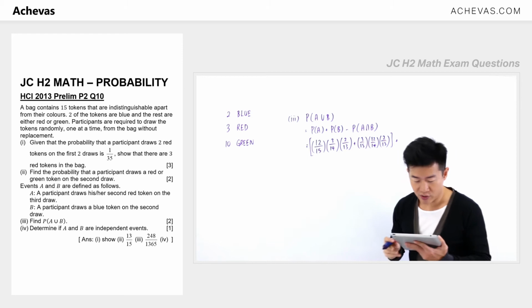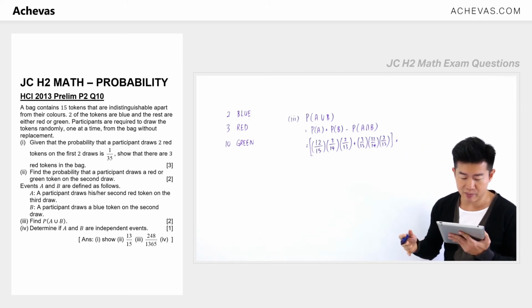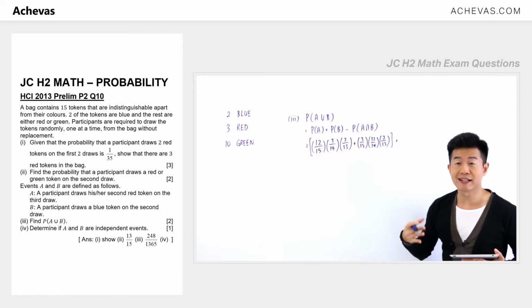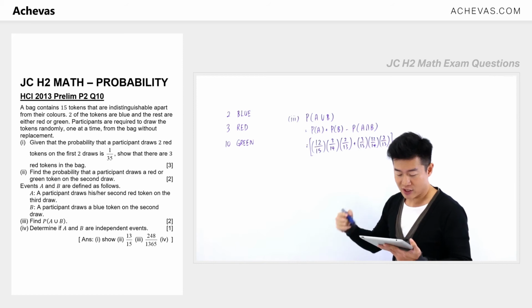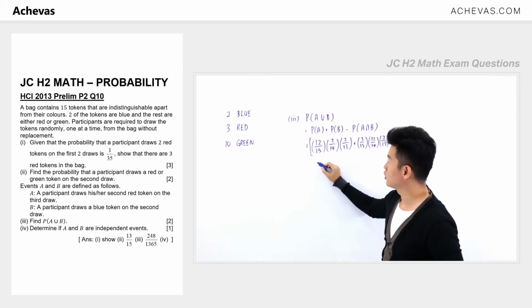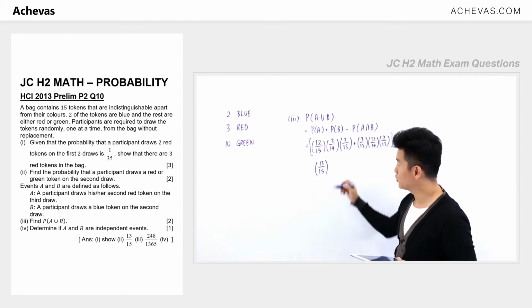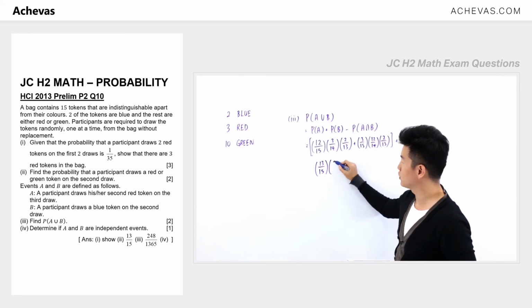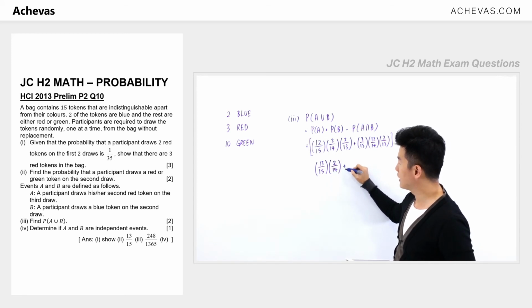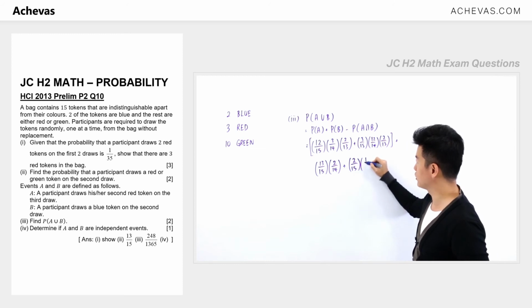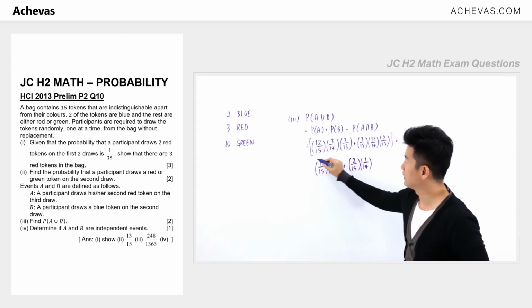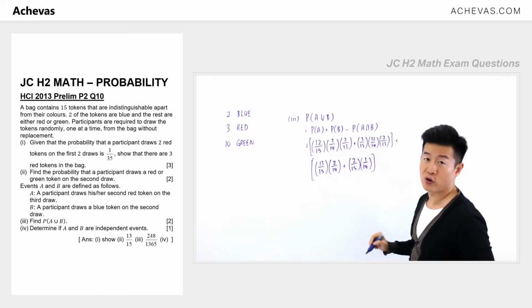Next, let's calculate the probability of B, which is that the participant draws a blue token on the second draw. There can also be two cases. The first case is when the first one is not a blue token. For it not to be a blue token, it is going to be 13 over 15, followed by a blue token. There are two blues, so 2 over 14. Or another case is that the first one is already a blue token, so 2 over 15, then the second one is also a blue token, so 1 over 14. And this is our probability for B.